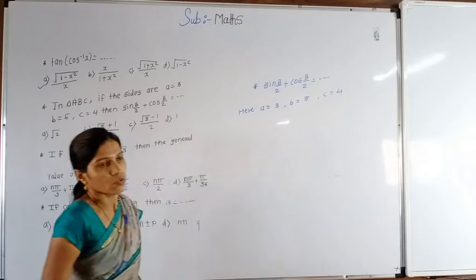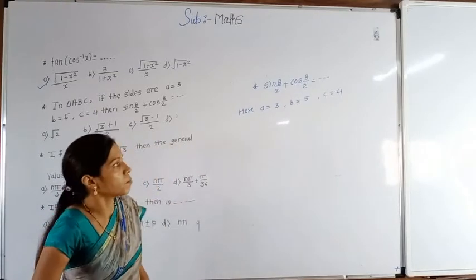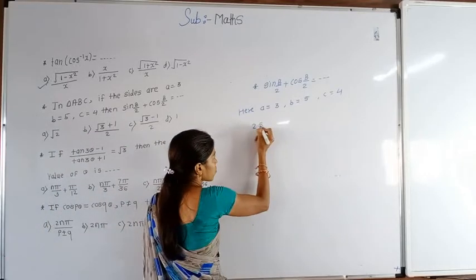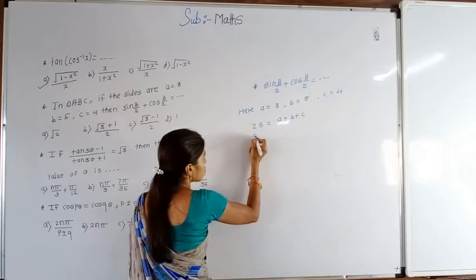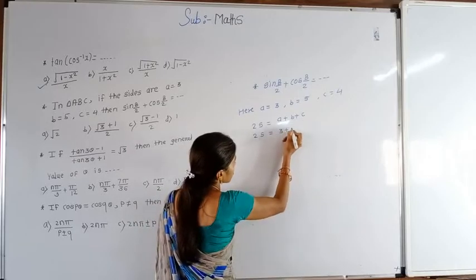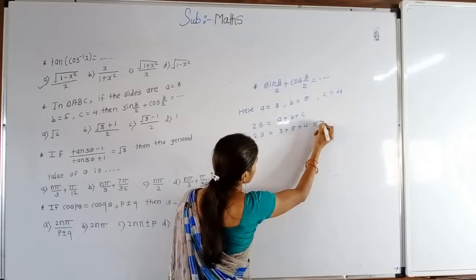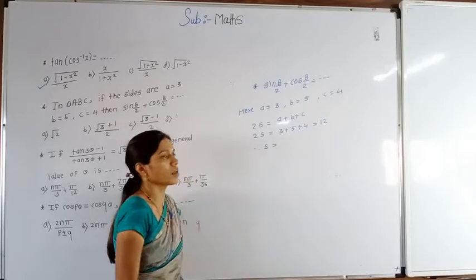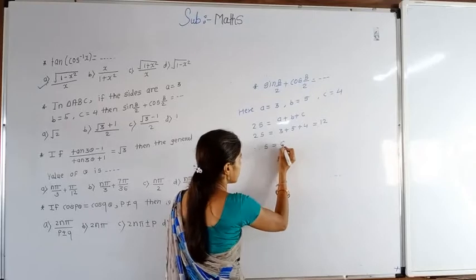Now, first of all, we have to find the perimeter of the triangle, and we know that 2s is the perimeter of triangle ABC. The formula for 2s is a plus b plus c, so 2s is 3 plus 5 plus 4. The sum of these three terms is 12. Therefore, the value of s, the semi-perimeter of triangle ABC, is 6.